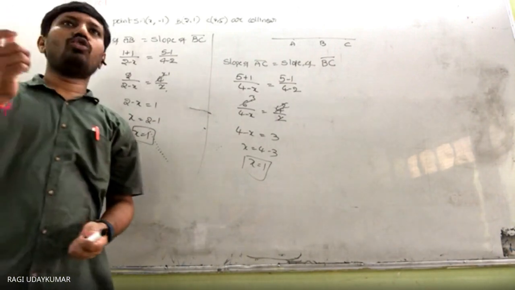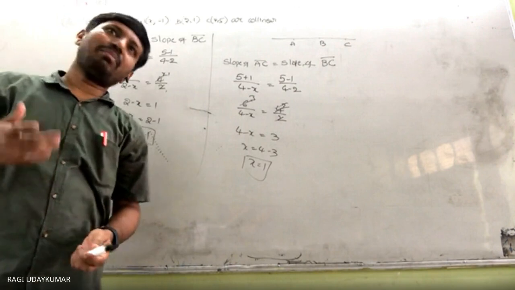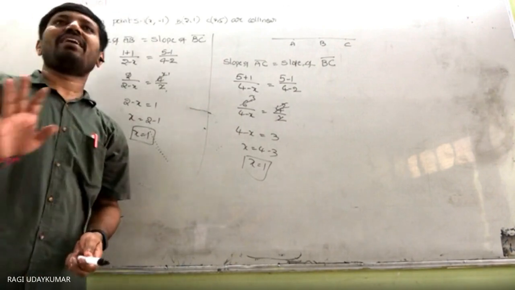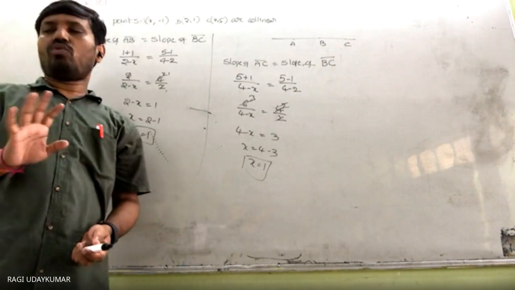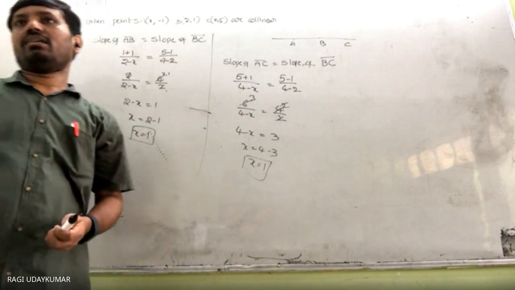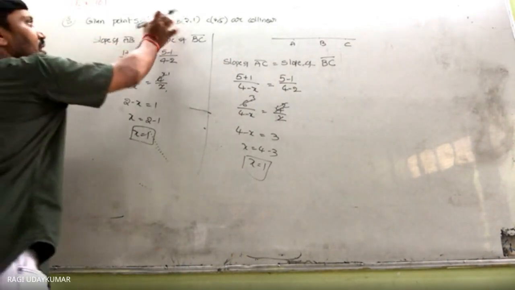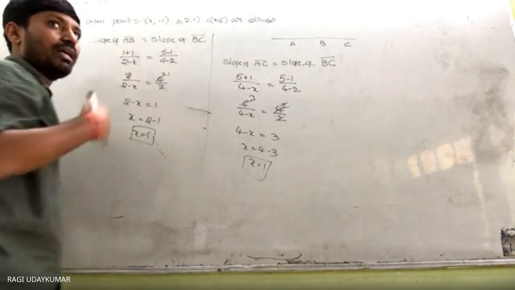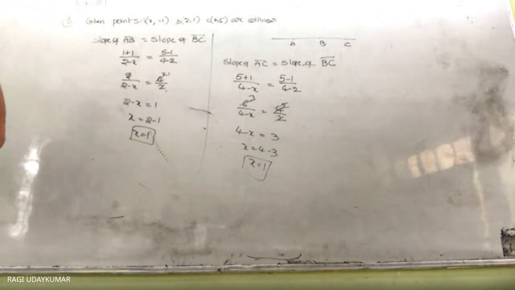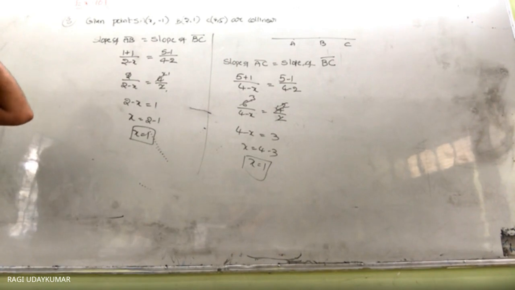Both will come on top in the numerator, that is how you can find out. In any way, any two lines' slopes equal you can take. If you take the slope of AB equal to the slope of AC, both denominators will have a linear expression. On cross multiplication you are going to get the value of x.